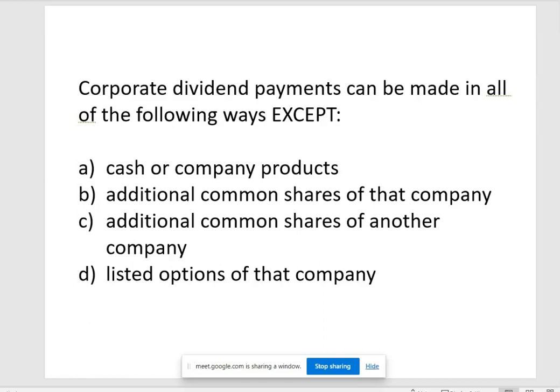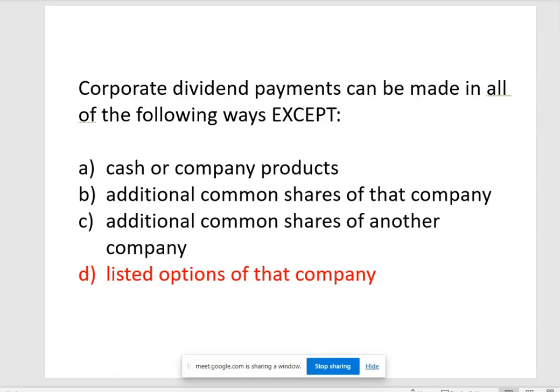Okay, I think I've counted 6, and everyone chose C. The corporate dividends can be made in all the following ways except listed options of that company. Remember, options, right? Call and put options, they're not issued by the corporation at all. They're basically contracts between two different investors. And where do options come from? They're issued by and guaranteed by the Options Clearing Corporation, not by the corporation itself.